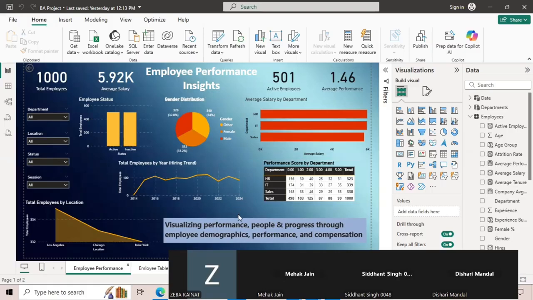So I can conclude by saying that my contribution was not just about building a Power BI dashboard, but about enabling people to see the story behind the numbers and take proactive steps towards improving engagement. So thank you. Now I would like to hand over the other part of the project to Dishari and Mehak. So yes, you can start.